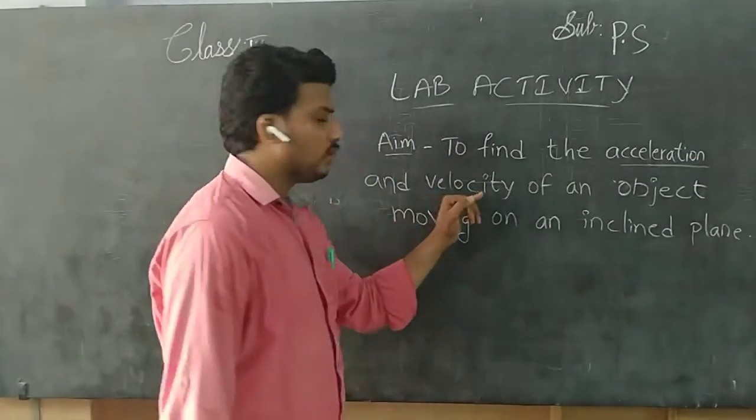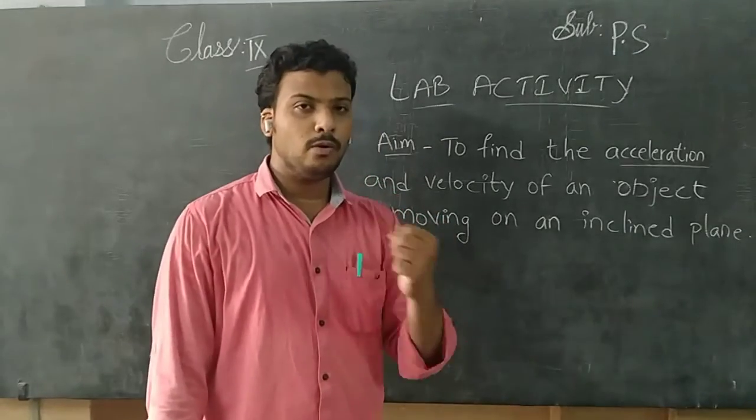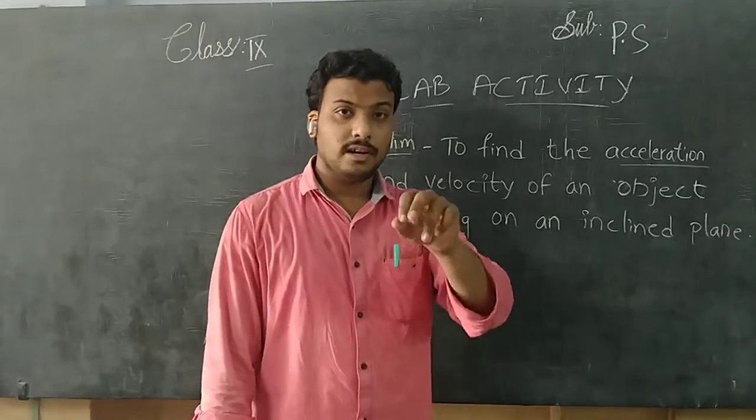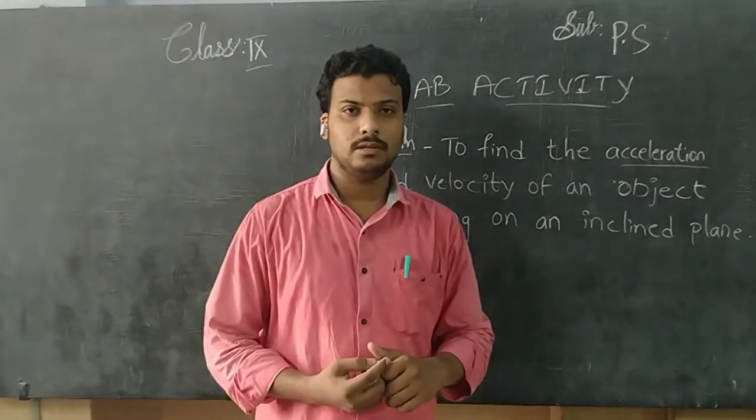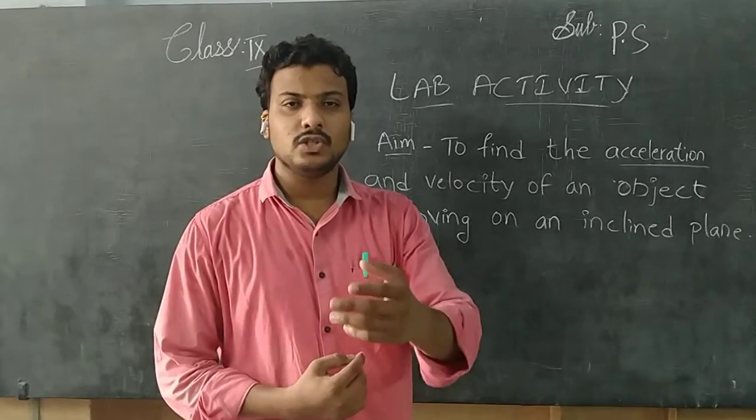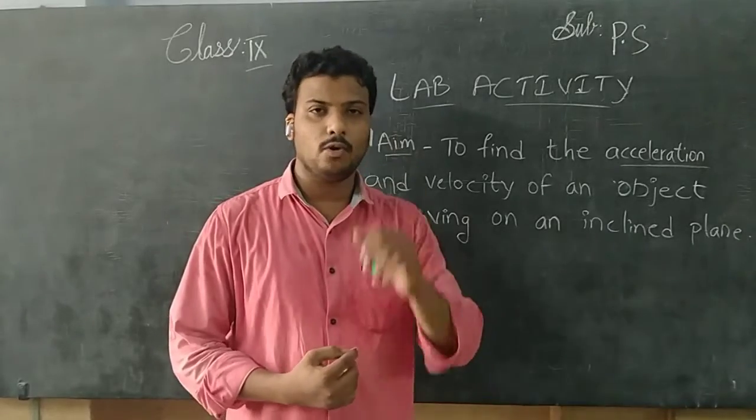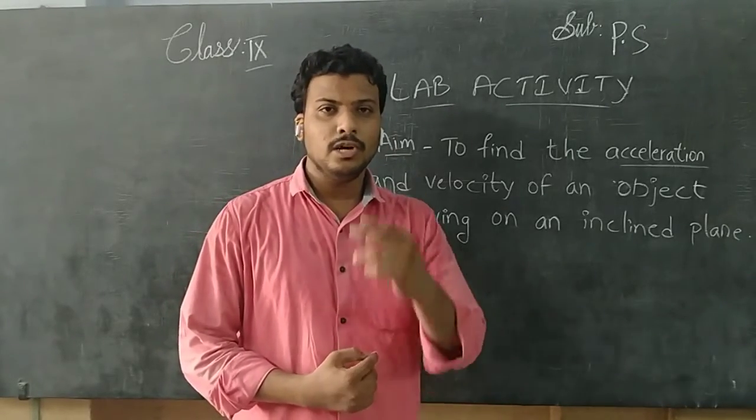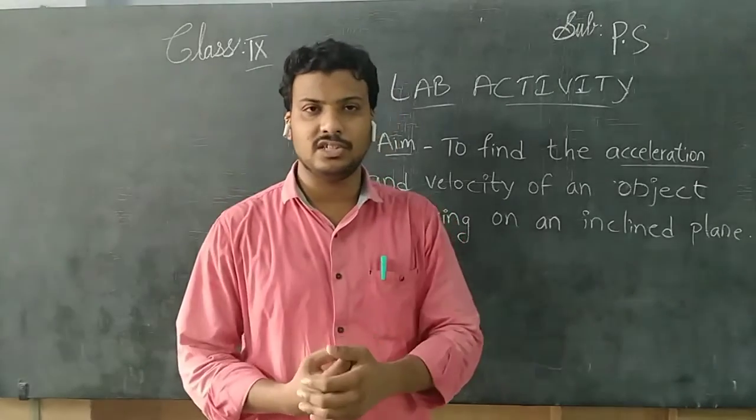Next, velocity. What is velocity? I think you may know this term. The rate of change of displacement of an object is called velocity. Velocity is a vector quantity. Vector quantity means it contains both magnitude and direction, distance and direction.